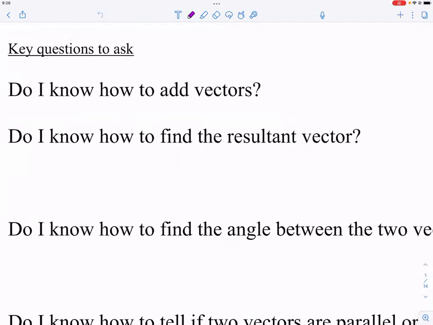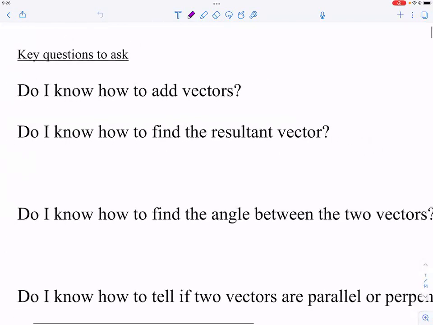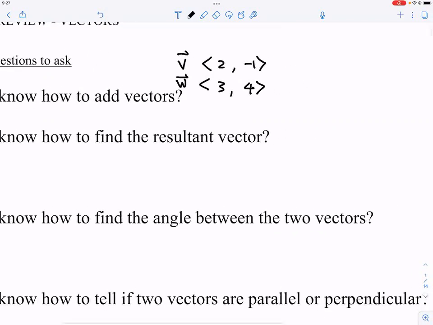Meaning that if I give you a couple of vectors, say, if I have 2 comma negative 1 for vector v, and 3 comma 4 as vector w, do you know how to add them together? We'll say the resultant vector is very easy. Yes, you may want to use a piece of paper to write this down.